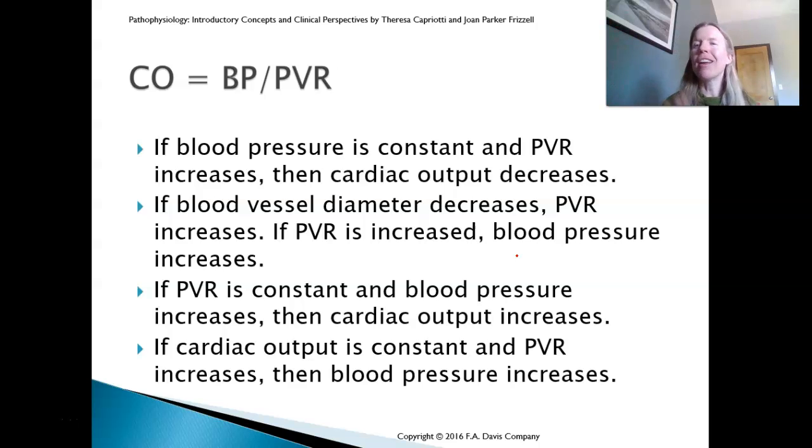Oh, that's a different way to look at it, right? Typically, we talk about cardiac output being heart rate times stroke volume, and this is interesting. This is thinking about blood pressure over total peripheral resistance, or peripheral vascular resistance. And so if blood pressure increases, cardiac output increases, etc.